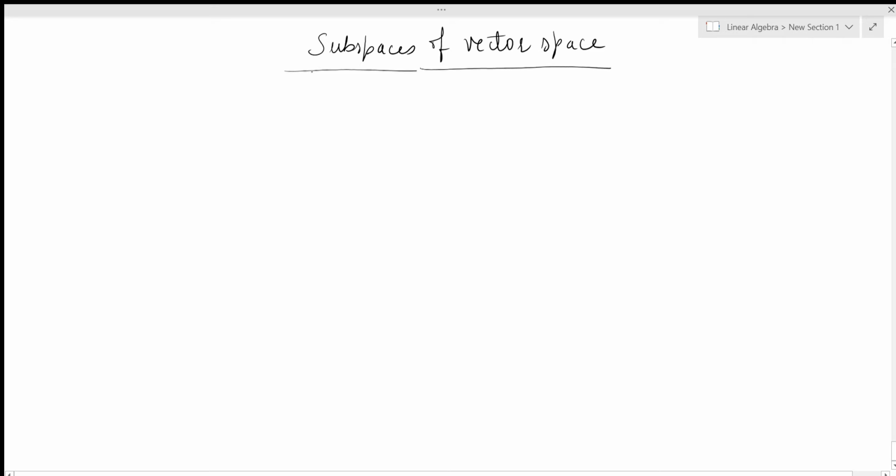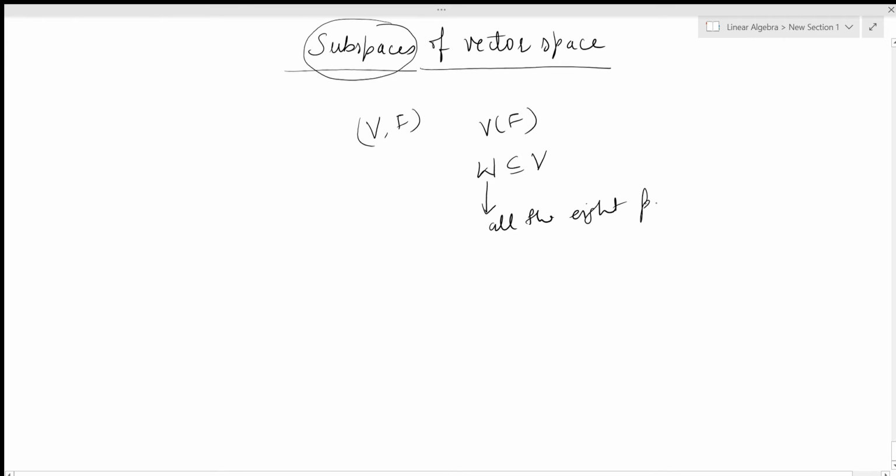So today I am going to discuss subspaces of any vector space. Now what is this term, subspace? If you have some vector space V over F, and there is any subset W of V, and it also satisfies all the 8 properties of vector space, then you can say that this is a subspace of V. If W is a subset of V and satisfies all the 8 properties of vector space, then we can say that W is a subspace of V.